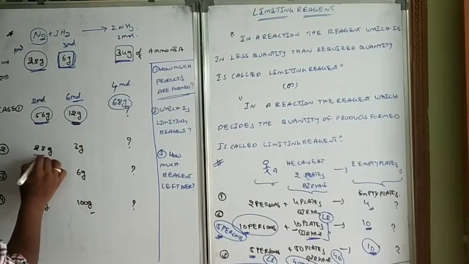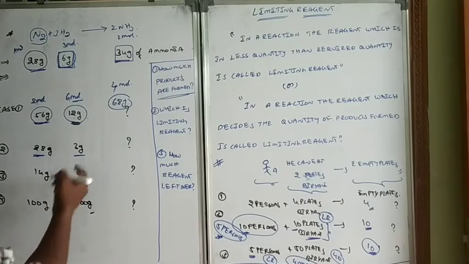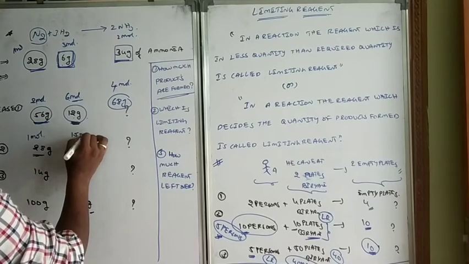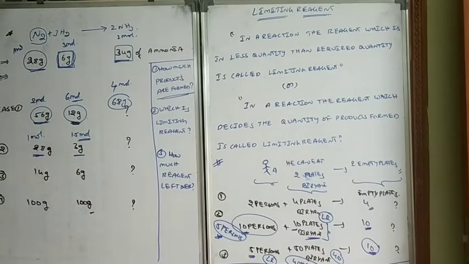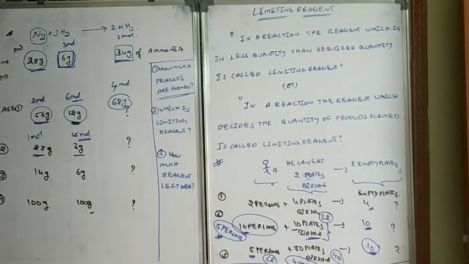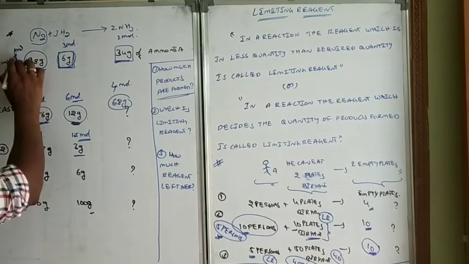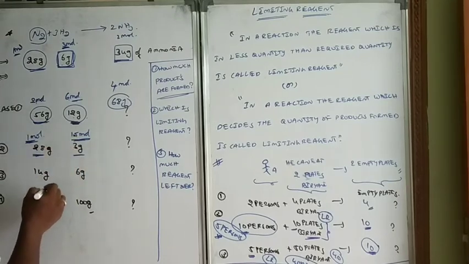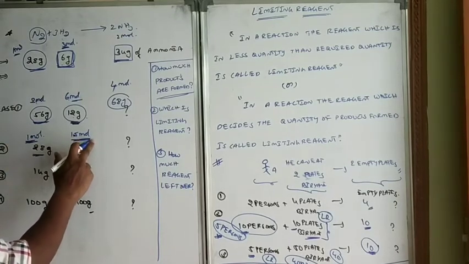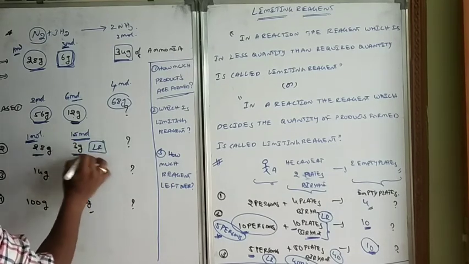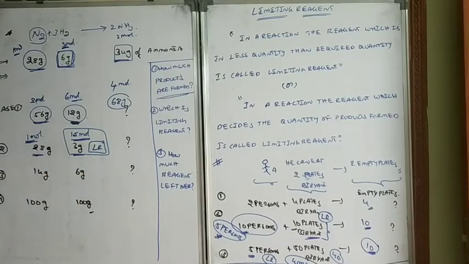Next you see, 28 grams reacting with 3 grams. 28 grams means 1 mole, 3 grams means 1.5 moles. According to this, if you are confident about the mole concept, you can continue with the mole concept only. So see, 1 mole reacts with 3 moles. Here 1 mole is there and 1.5. So that's why you see 1 requires 3 moles, but here only 1.5 moles are there. So this is the limiting reagent. Hydrogen is the limiting reagent.